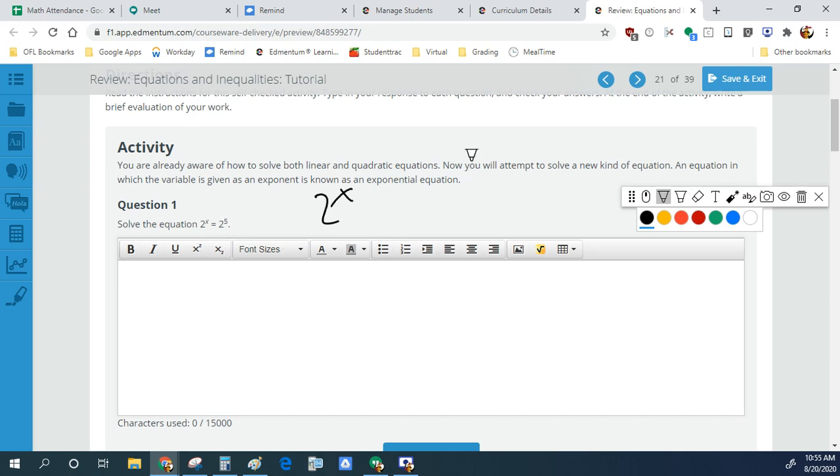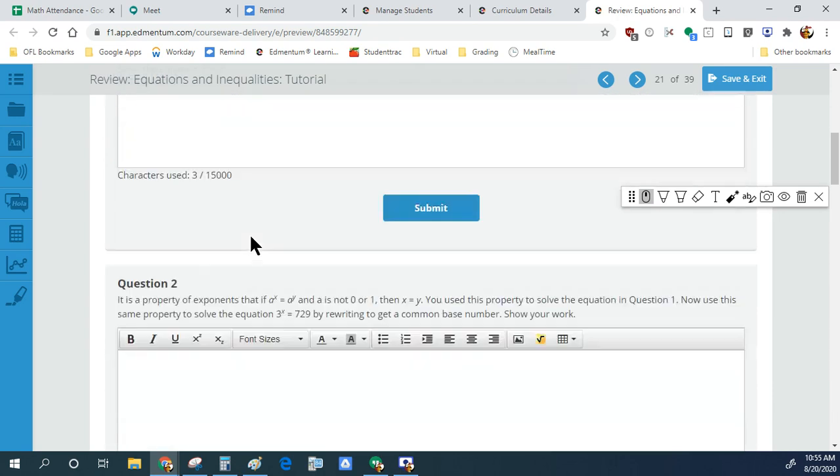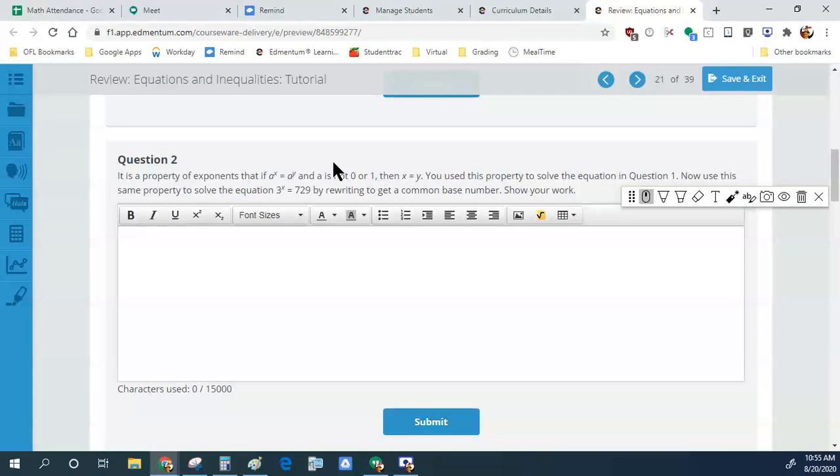If this is 2, we don't know what this is, and this is 2, well then x has to equal 5. That's just how it works. Everything's the same, so that means that x has to be the same as that other x. So this is 5. What property did you use here? So here, this one's tricky.